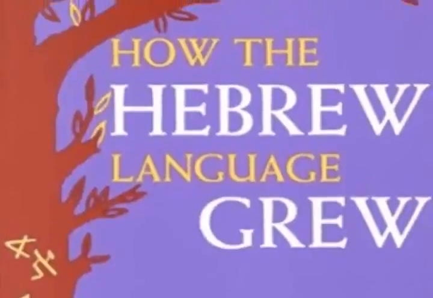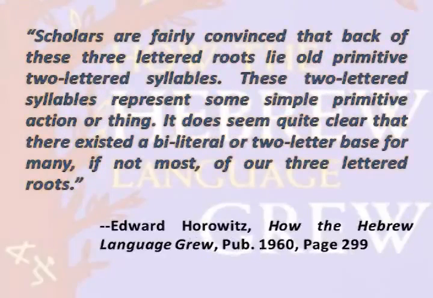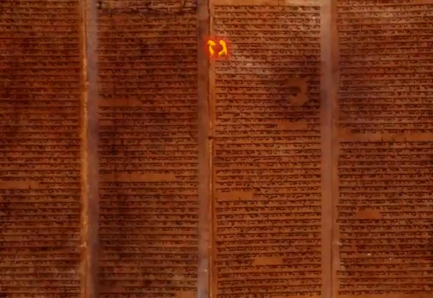Horowitz states in his book, How the Hebrew Language Grew, "Scholars are fairly convinced that back of these three-lettered roots lie old, primitive two-letter syllables. These two-lettered syllables represent some simple, primitive action or thing. It does seem quite clear that there existed a biliteral or two-letter base for many, if not most, of our three-lettered roots." Horowitz then provides the following example from the root gaz.